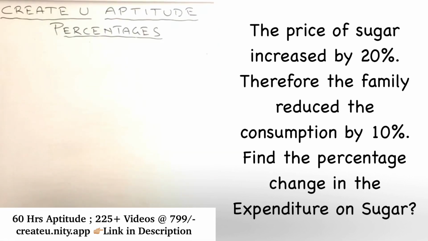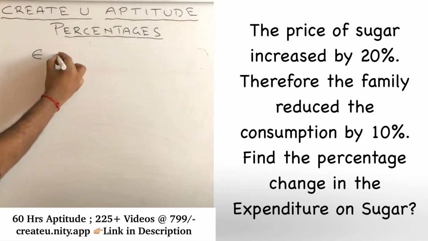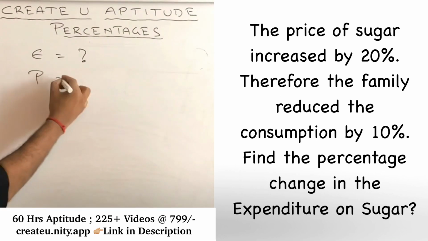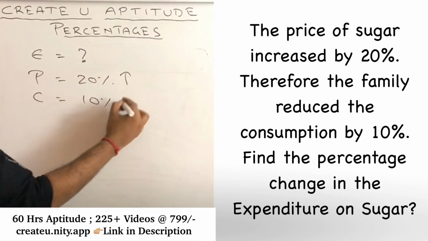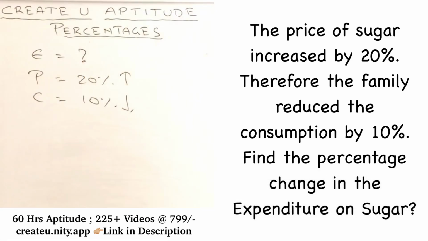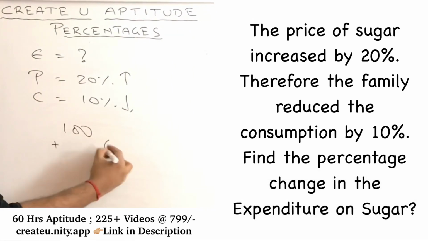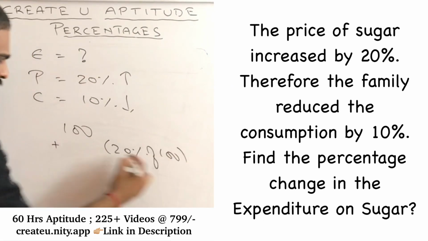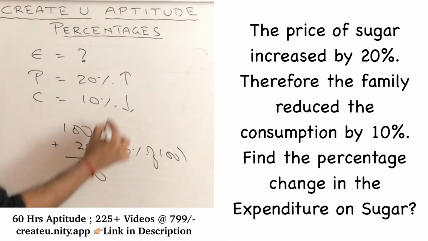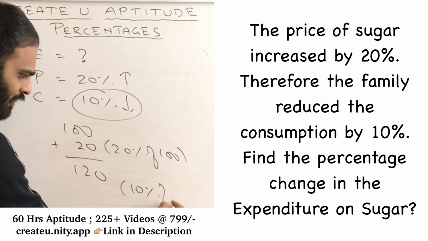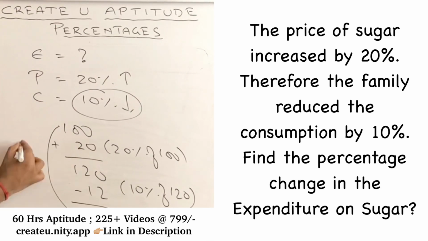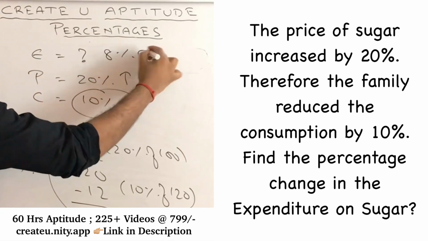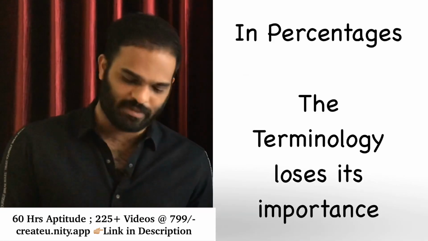Very, very simple. If I have to write and show it to you, he is speaking about expenditure. What is the change in expenditure? He said price is increased by 20%. And the consumption is decreased by 10%. He is asking us what is the change in the expenditure. So I'll start with 100, I'll increase by 20%, 20% of 100 is equal to 20, and it becomes 120. I'll decrease it by 10%, 10% of 120 is 12, so it becomes 108. So overall increase is 8%. So the overall increase in expenditure is 8% here. So remember very carefully, the terminology is not important.